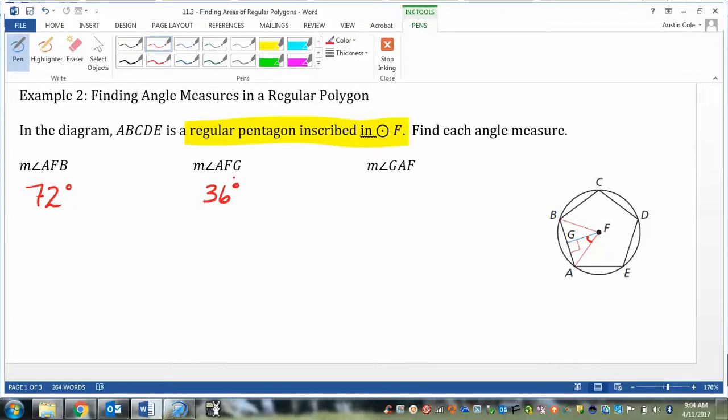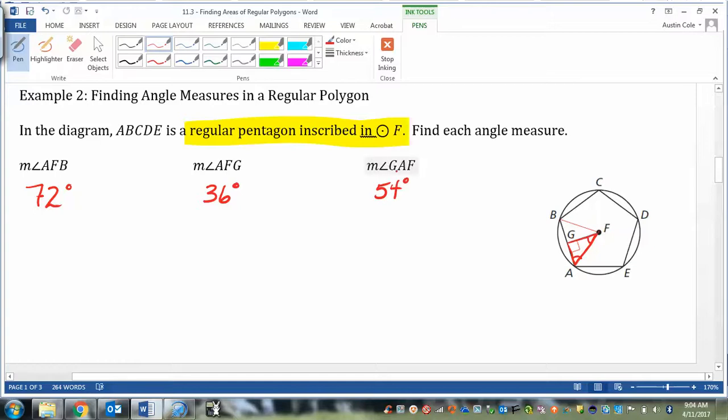Okay, and then we need to find GAF. GAF is going to be right there. Cam, how are we going to do that? I did 180 minus 90 minus 36. You're looking at this triangle, right? That's one way to do it. We already said that that's 36. I know that that's 90. So 180 minus 90 minus 36, what does that get you? 54.